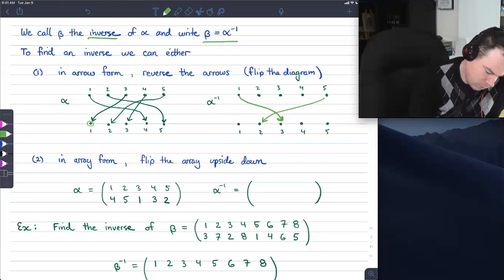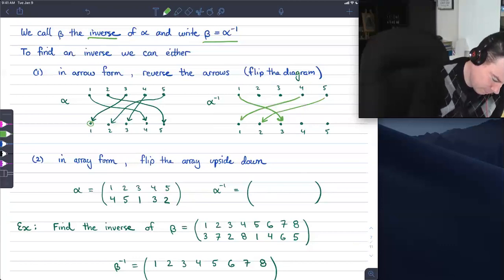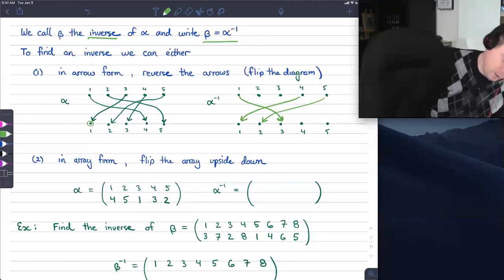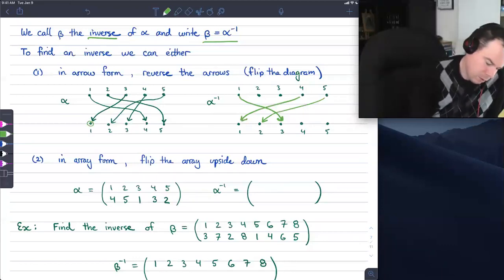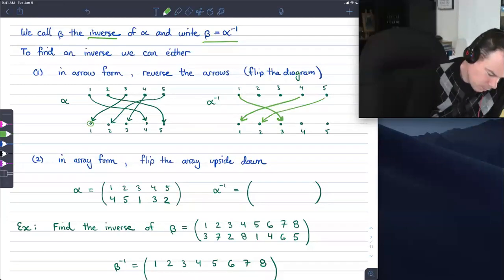1 went to 4, so 4 comes, oh, just a minute. What did I do here? 1 goes to 3 and 3 goes, yeah, okay, so 4 goes, there we go. 4 goes to 1 because I'm just reversing the arrow. And then what about the next one? What went to 2? 5 went to 2, so 2 goes to 5.